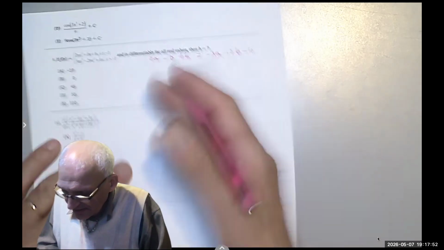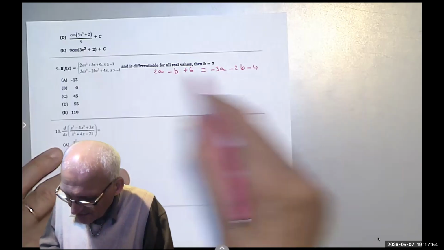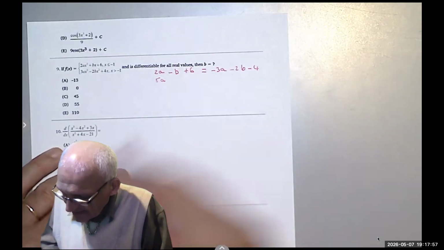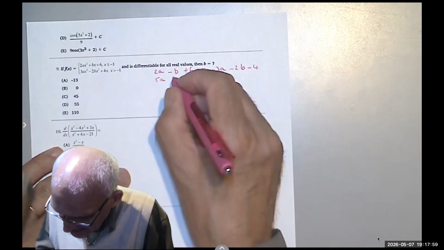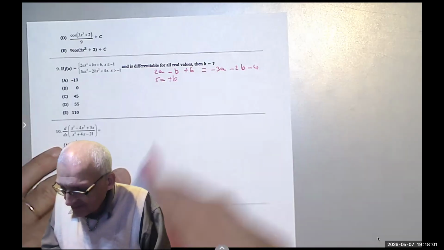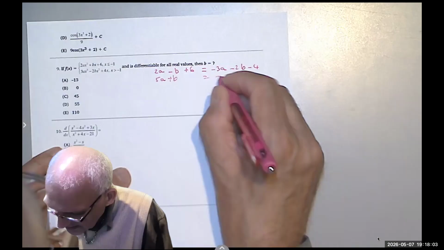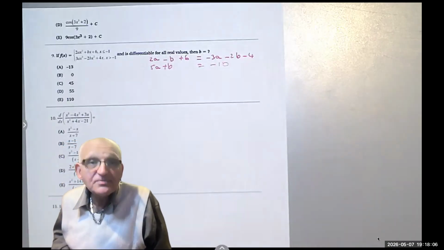That's the first equation. Let's move the a to the left, so I add 3a to both sides. And then I'm going to add 2b to both sides. And then I'm going to subtract 6 from both sides, right? So you get 5a plus b is negative 10.